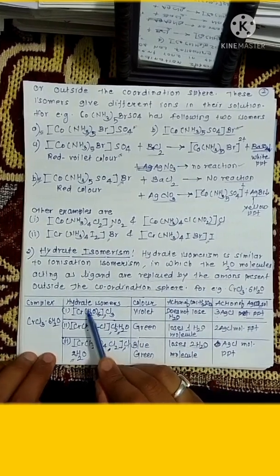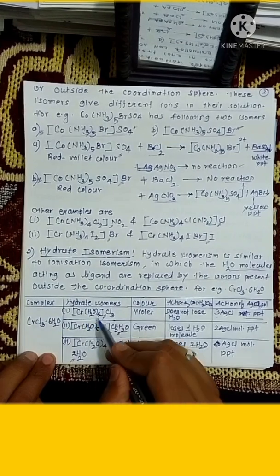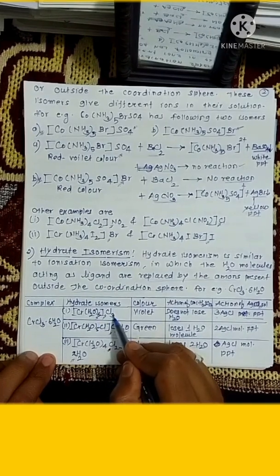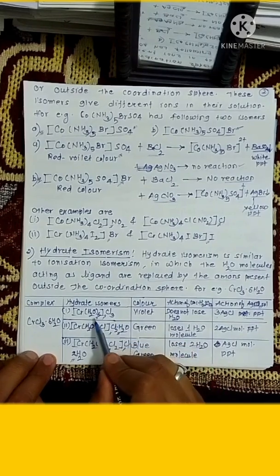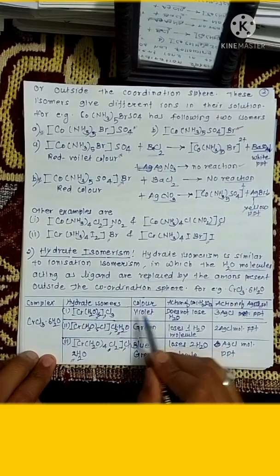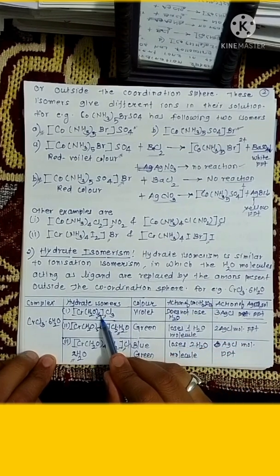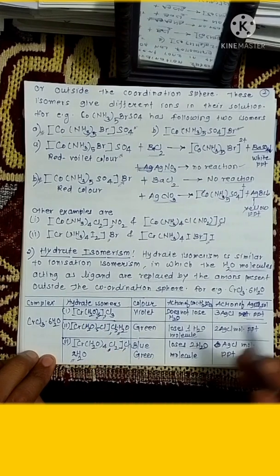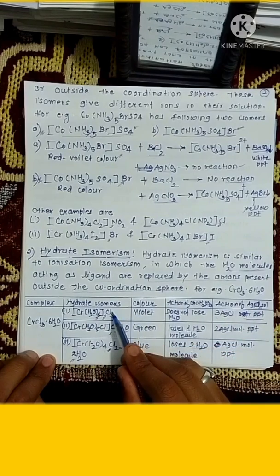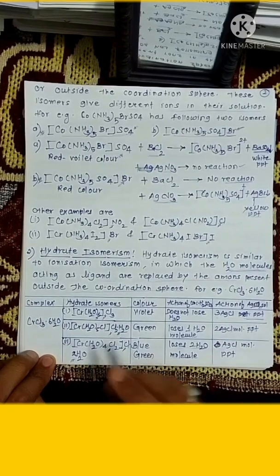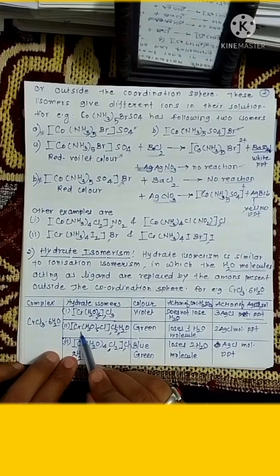Just see in the first hydrate isomer, all water molecules are present inside the coordination sphere while 3 chlorine atoms act as counter ions. This complex has violet color. When it is treated with concentrated H2SO4, it does not lose water molecules because the water molecules are part of the coordination sphere. But when it is treated with silver nitrate solution, 3 AgCl is precipitated.